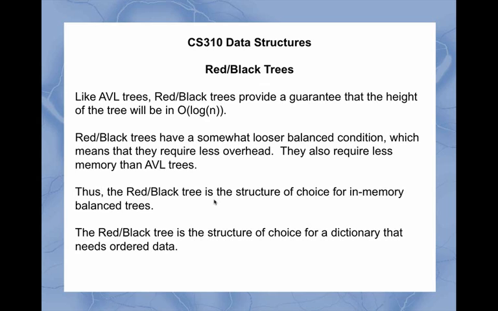So for these reasons, red-black trees are the structure of choice if you need a balanced tree. And there are applications for dictionaries or maps where you really need to have the data in order. And in these cases, red-black tree is the structure of choice.